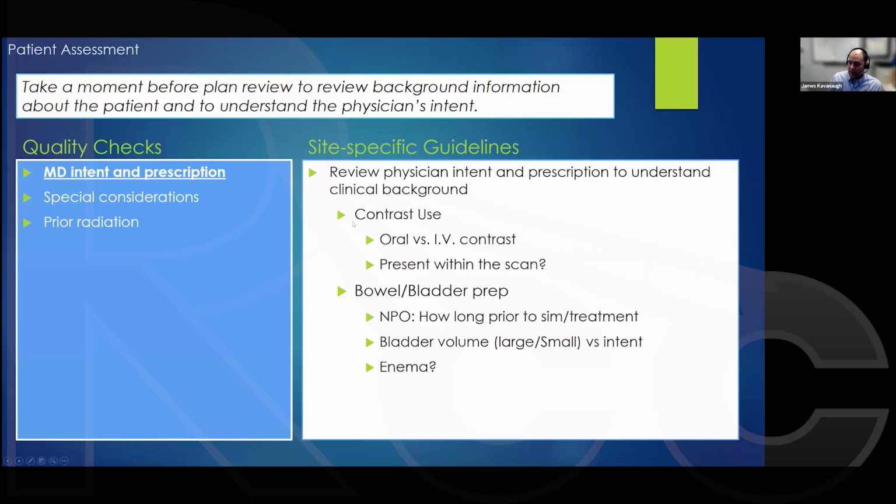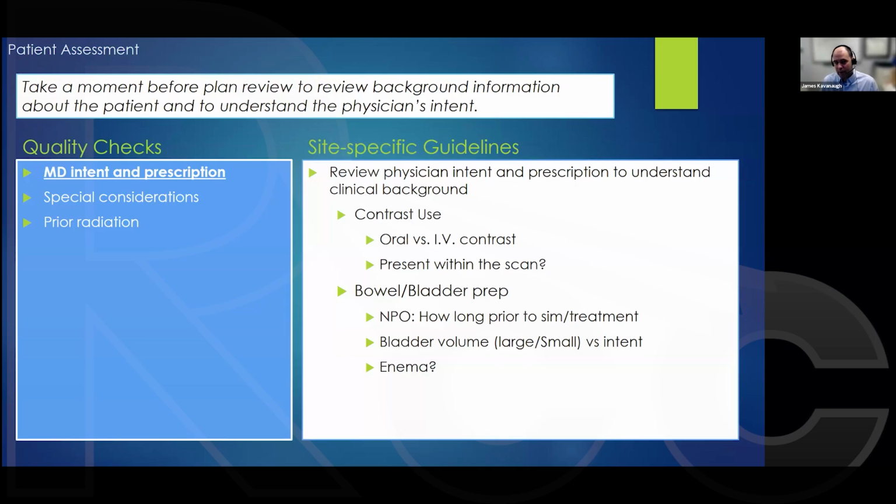So we are using contrast. Oral contrast gets us the ability to see bowel. IV, obviously, we get to see some of the vasculature. Is it going to be present within the scan? Do we need to take 2 scans, one with, one without? Because sometimes that higher density is something we have to account for. We'll talk about that later as well.